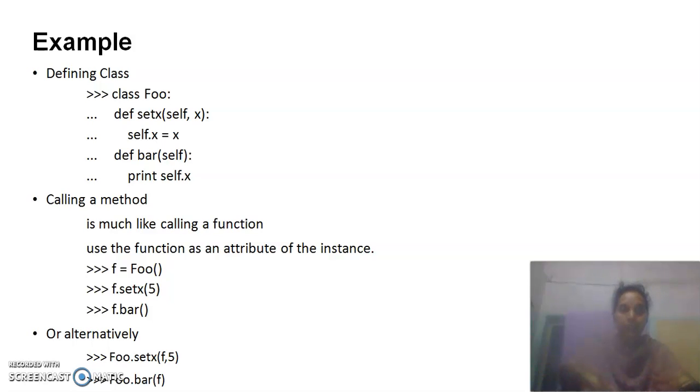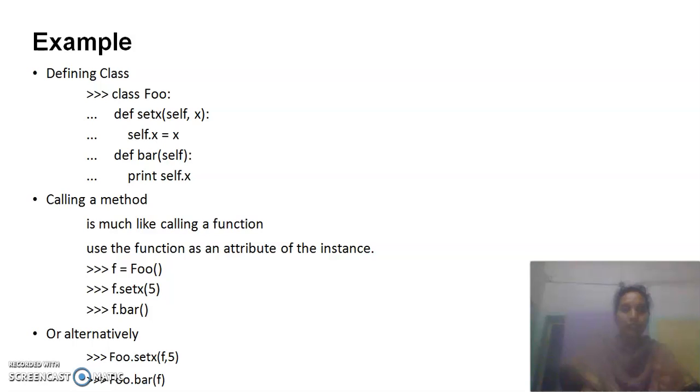This is a simple example for defining a class and accessing the methods and attributes. To define a class, the class keyword is used, then we specify the user-defined name, followed by the colon. Next, two methods are defined under the class. The first function is setup, and the second function is bar. To define the first function, the first argument is self, which is the mandatory argument. Then the second argument is the user-defined attribute, that is x.